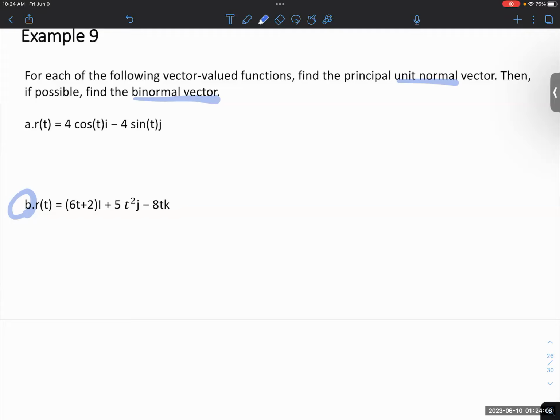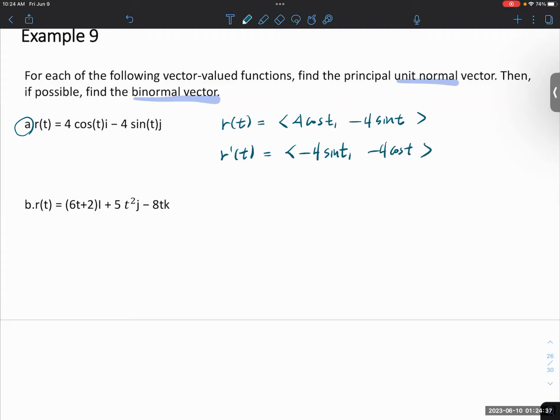Or I'm gonna change my mind. Let's do letter A, because this is a number, but I wanted to complicate one, trigonometry. So let's look at it. R(t), that vector, is 4 cosine t, negative 4 sine t, correct? Now you can find the derivative, R prime: negative 4 sine t, negative 4 cosine t. The magnitude of it is going to be the square root of 16 sine squared t plus 16 cosine squared t.